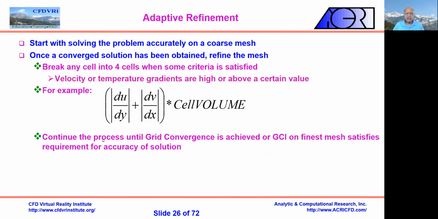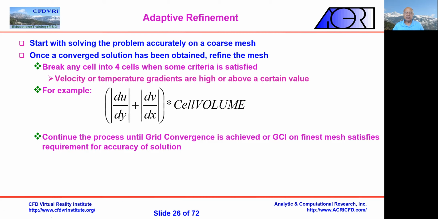So how do we do the adaptive refinement? Well, we start with solving the problem accurately on a coarse mesh. And once we have a converged solution, we then look at the gradients and then refine the mesh. There are many ways to do that. As I said, for isotropic, we'll split in 2D to 4 cells rather than 2. Now since we have an objective of getting good velocity or good temperature or good pressure, we should decide what that objective is. Which one is the most indicative of the accuracy that we want?